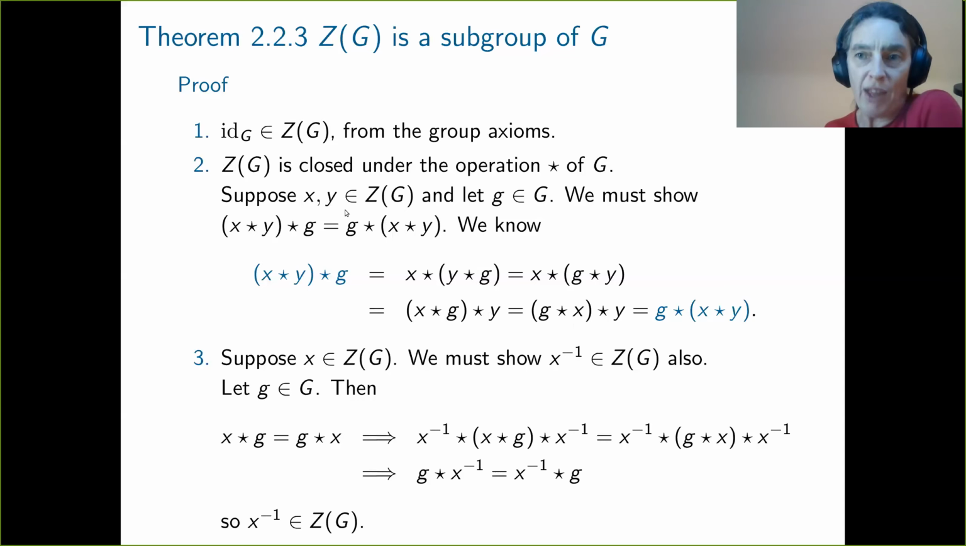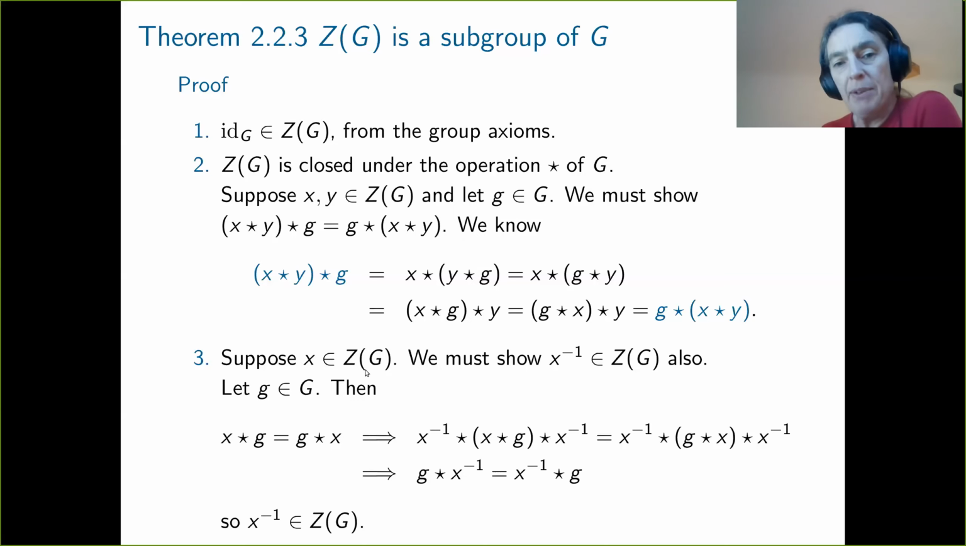What do we have to do to show that? We have to use what it means for an element to be in the center of G, to articulate what we want to prove for x star y, and also to use it in respect of both x and y themselves separately in the course of the proof. We can also use any other of the group axioms, and the one that we need here is the associativity.